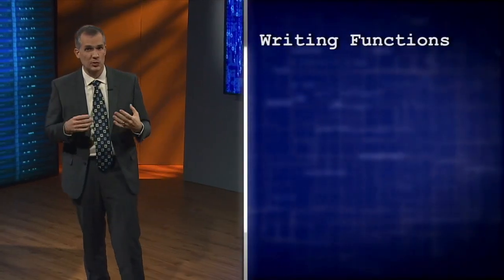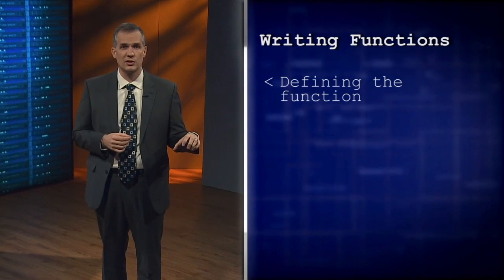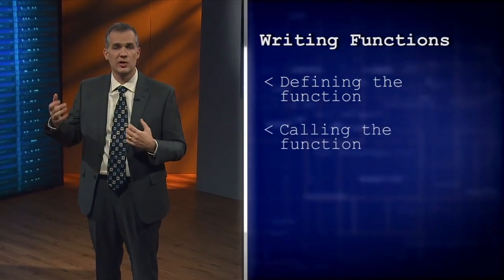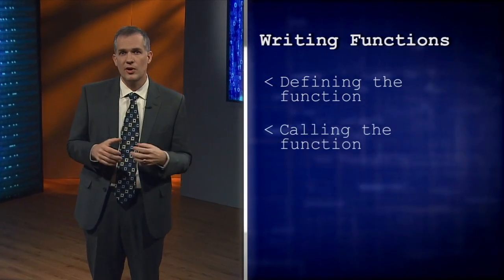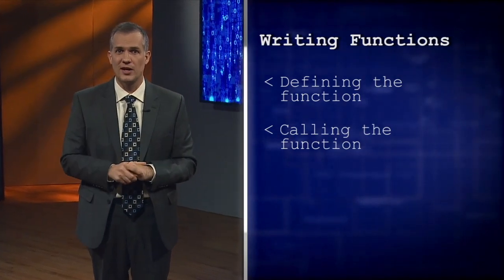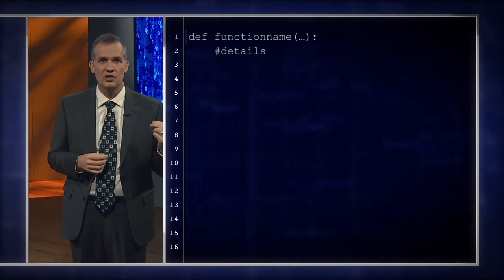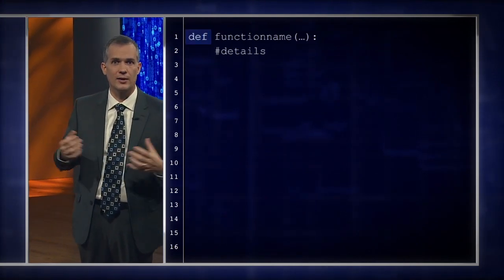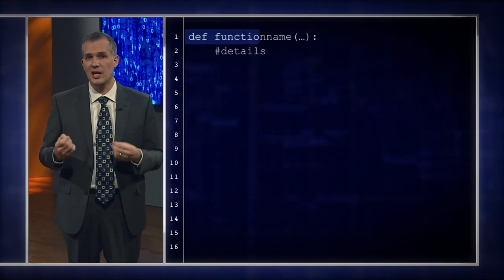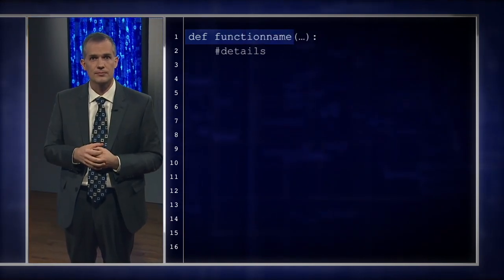Writing functions to work in Python has two different stages: defining the function and then calling the function to put it into use. We've already been calling functions, so let's look now at how functions are defined. We define a function by starting with the key term def, short for define. Next, we have the name of our function, the command that we want to use to call the function.